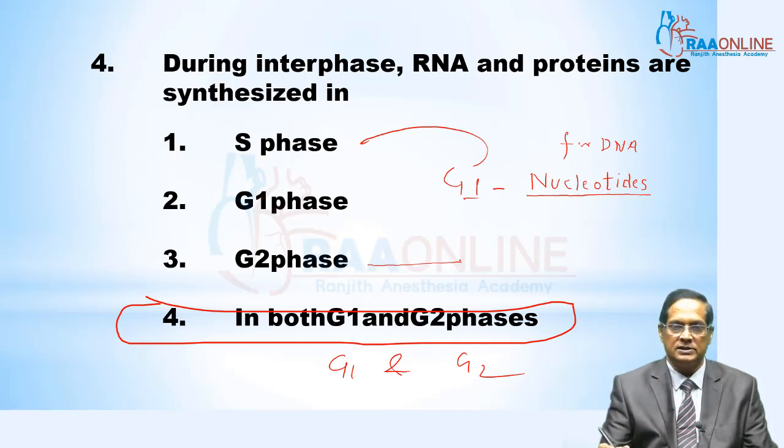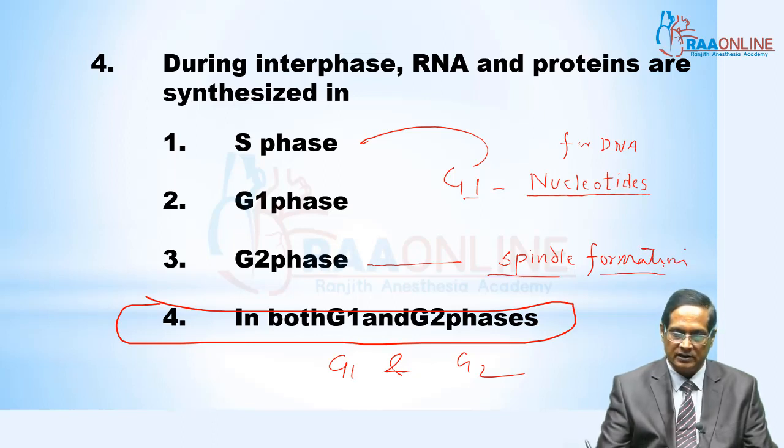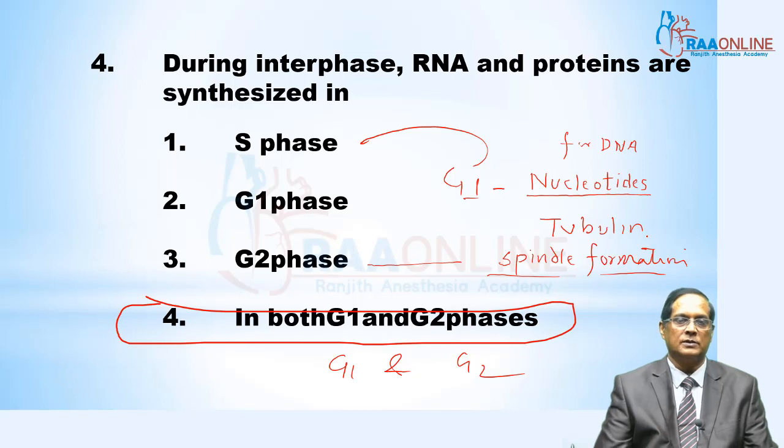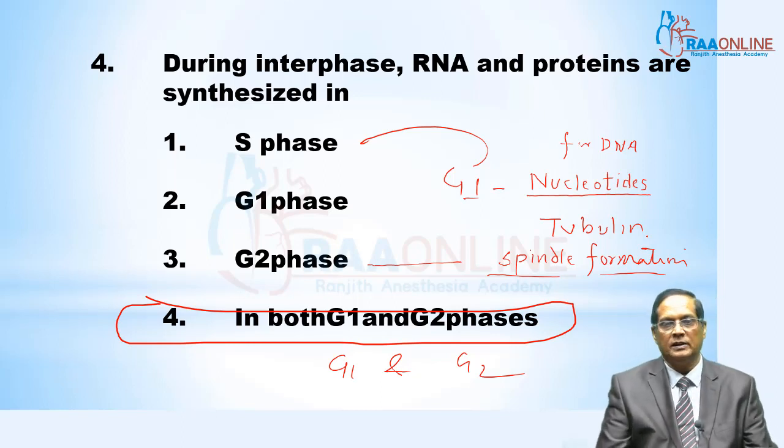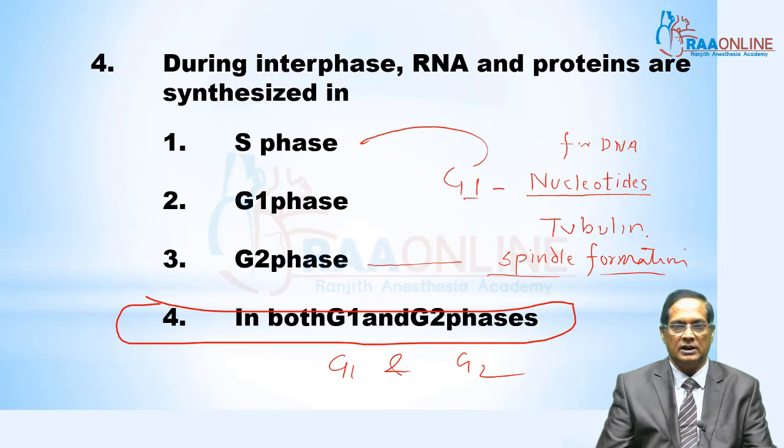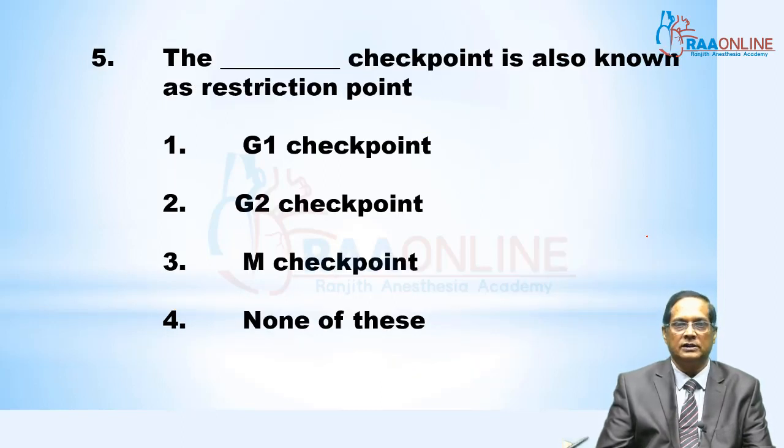Whereas in G2 phase, proteins for spindle formation are synthesized. That is, tubulin proteins are the major proteins needed in the spindle formation. They are synthesized in the G2 phase. Then come to the checkpoint.